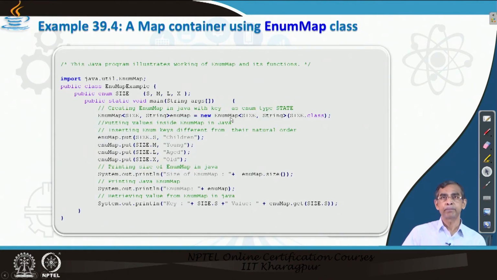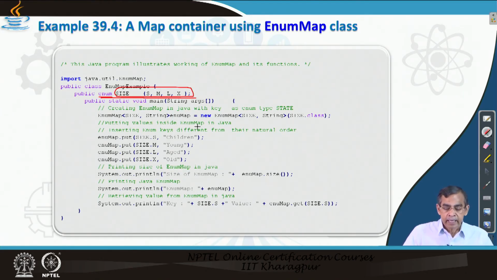So here is an example. It basically shows how an enumerated class type of container can be created. Here we define an enum class. You see public enum, which is the keyword used to define the enumerated type, and then Size is the enumerated set. S, M, L, X are the enumerated elements which belong to this enumerated class.